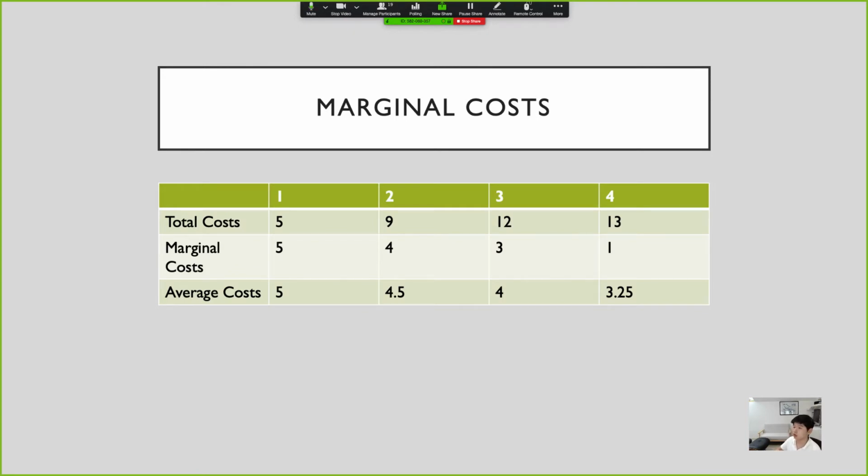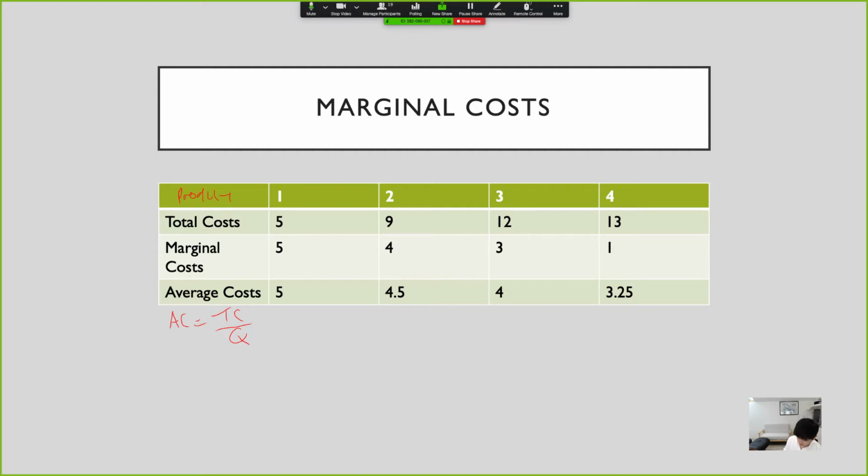I'm going to run you through this table to help you understand how to calculate marginal cost. Let's look at this product. If we produce one unit of the product, our cost is $5. That means the marginal cost for producing the first unit will cost me $5. Average cost is total cost divided by the output. So 5 is the total cost, divided by 1, that gives me 5 also. That's why the average cost is 5.